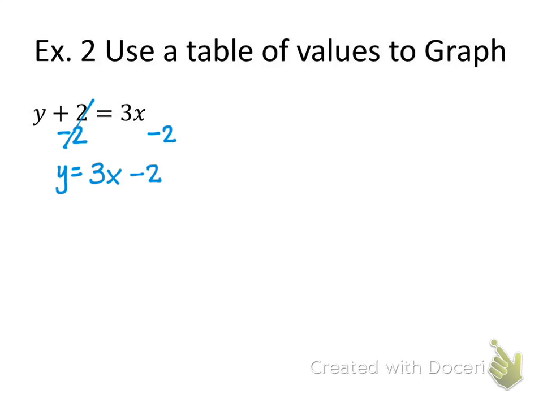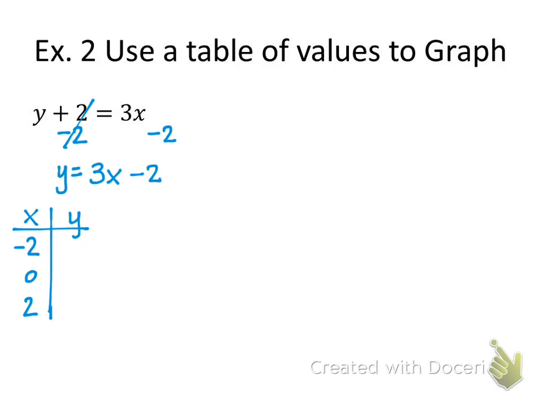Step 2 says make a table. So we're going to make an x and y chart here. And what values am I going to use for x? They were negative 2, 0, and 2. Remember, you're always going to use the same ones. And what I'm going to do is plug each of these in for x and solve for y so I can get my ordered pairs.